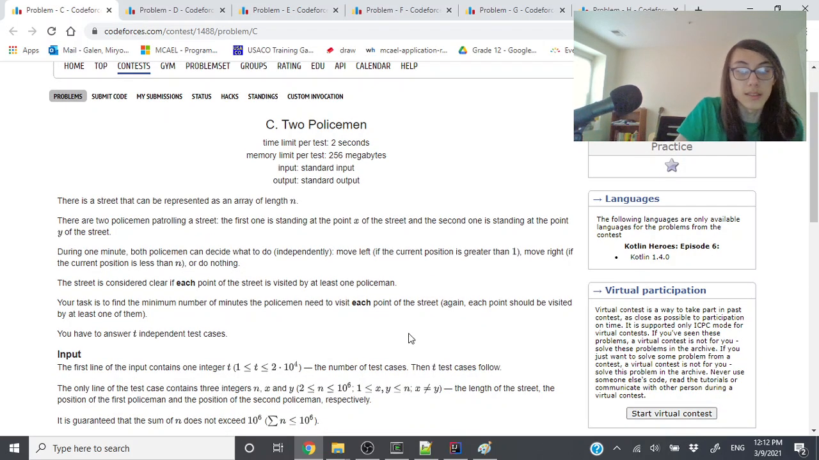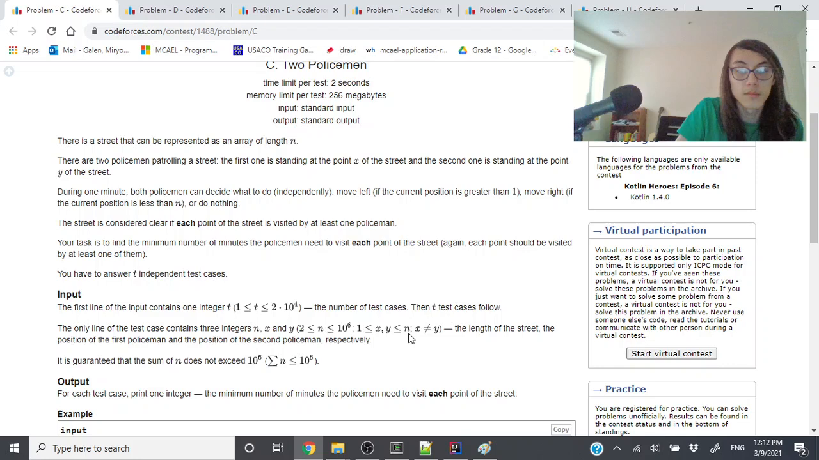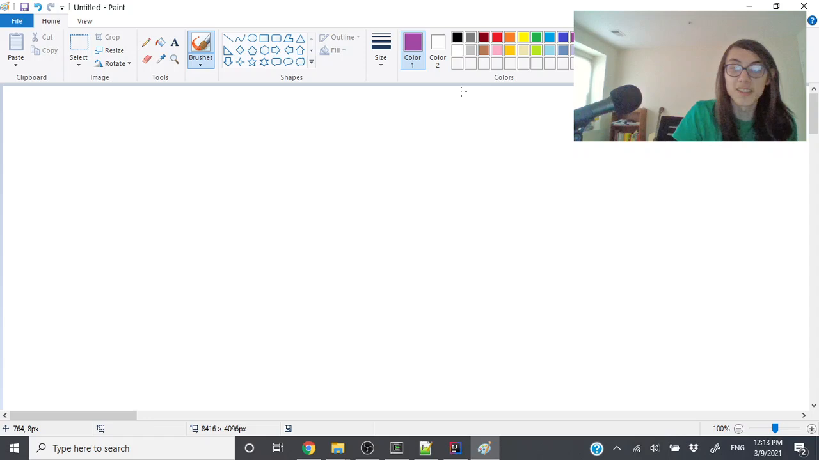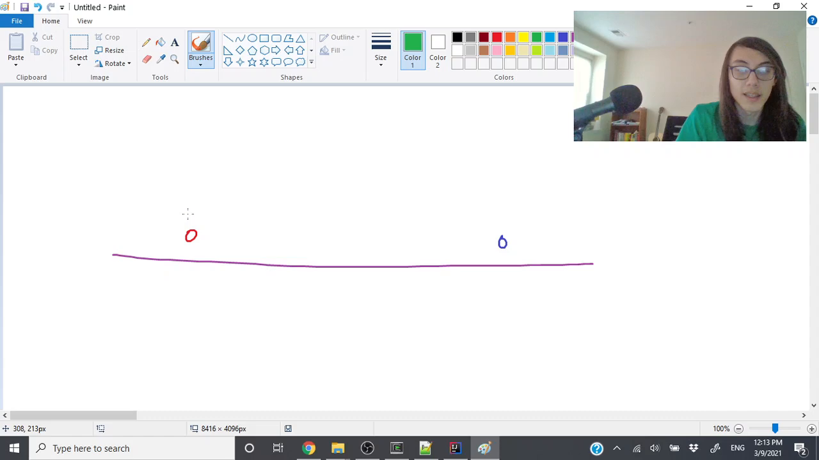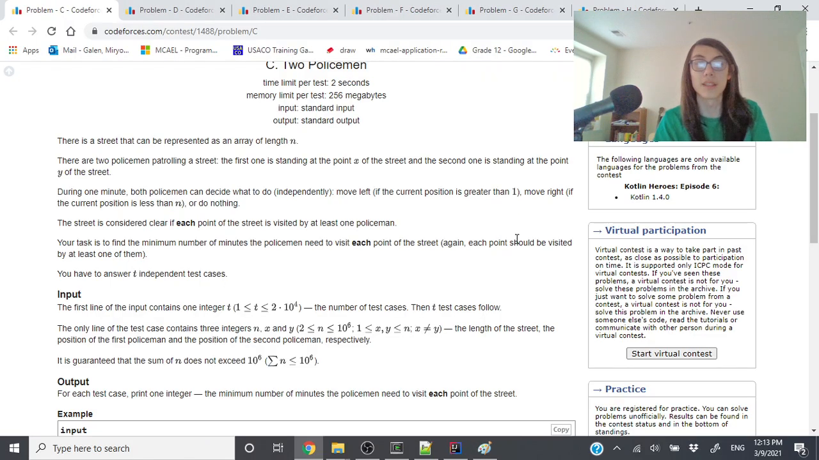So this is this. So we have a line, and we have two policemen on that line. Let's say, for example, red and blue. What we want to do is, in 1 second, each policeman can move left or right or just do nothing.